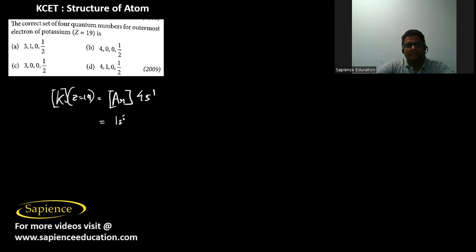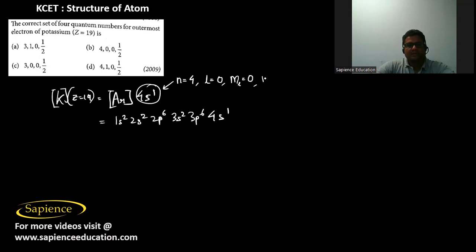Or if you want, we can write 1s2, 2s2, 2p6, 3s2, 3p6, and then 4s1, so 19. For the outermost electron, that is 4s1, the principal quantum number n is 4 and L is 0, and ML is also 0, and then MS, the spin quantum number, is plus half. So 4, 0, 0, plus half. Option B is the correct answer.